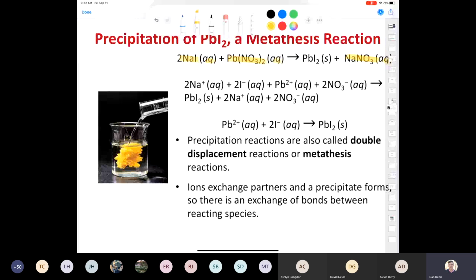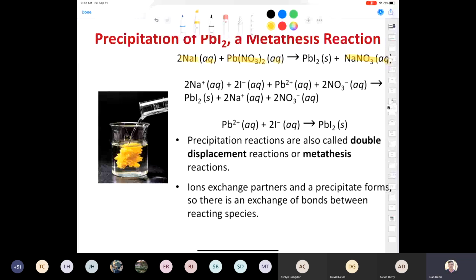Now, this equation that we have written here is called our molecular equation. What we're going to do next is break this up into what's called a total ionic equation. In a total ionic equation, everything that's aqueous, all three of these things, we're going to break apart into their ions. So what's sodium iodide made of? It's made of 2 sodium ions and 2 iodide ions. What about lead-2 nitrate? It's made of a lead-2 ion and 2 nitrate ions. Okay, good. And what about sodium nitrate? It's made of 2 sodium ions.